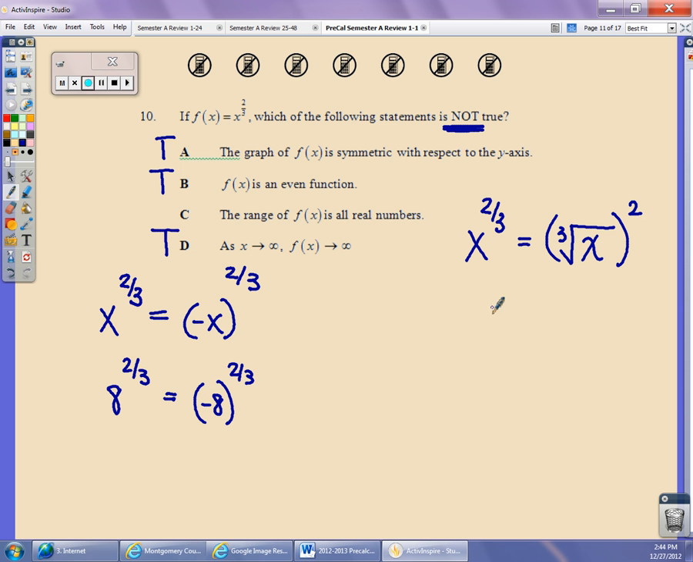The range of f of x, or y equals f of x, the range of that function would be greater than or equal to 0, or just the positive numbers. So this is the one that is not true. It is not all real numbers, it is all positive numbers.